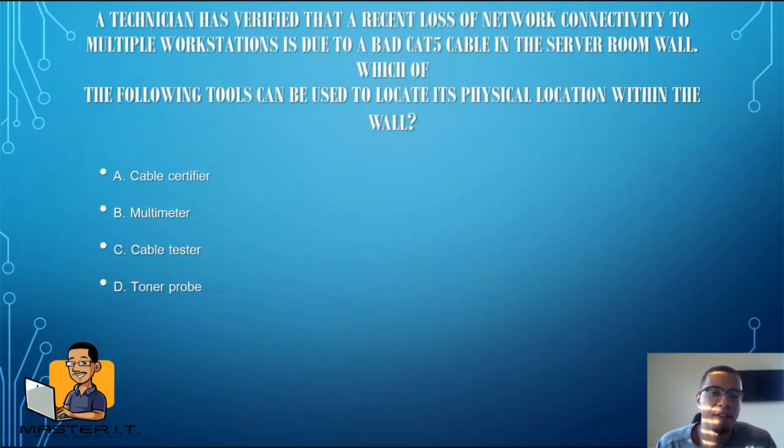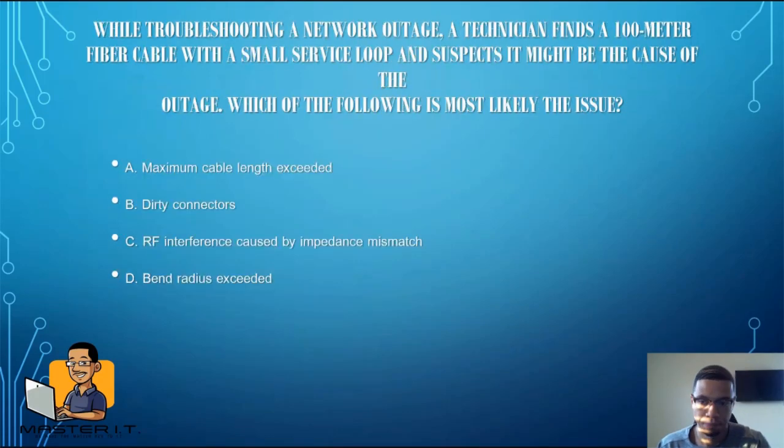A technician has verified that a recent loss of network connectivity to multiple workstations is due to a bad Cat5 cable in the server room wall. Which of the following tools can be used to locate its physical location inside the wall? So we're looking for where the cable is actually bad inside of the wall. Easy. Toner probe. The toner probe sends a tone down the line and actually tells you 100 feet down the line, or 100 feet down the wall, there's a break in the actual cable.